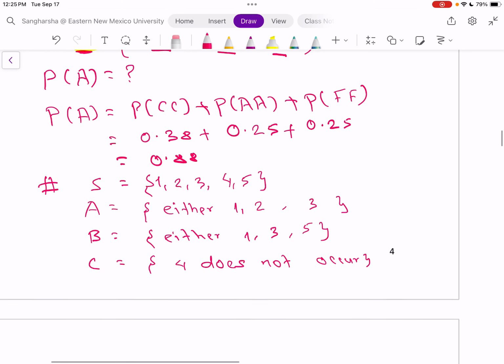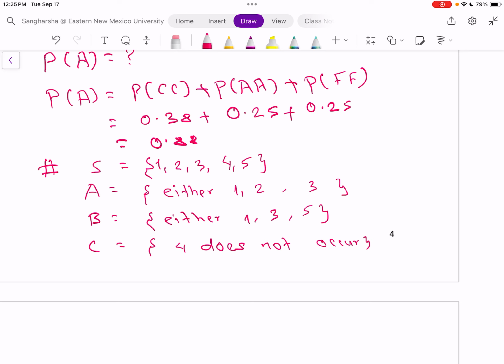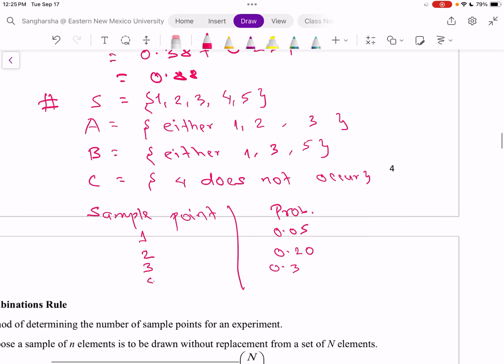The probability for each sample point is given in a table. For sample point 1, the probability is 0.05. For sample point 2, the probability is 0.20. For 3, the probability is 0.3. For 4, the probability is 0.3. And for 5, the probability is 0.15.